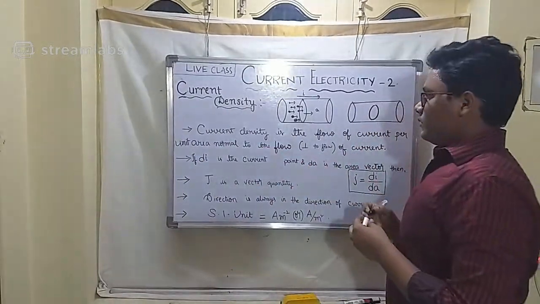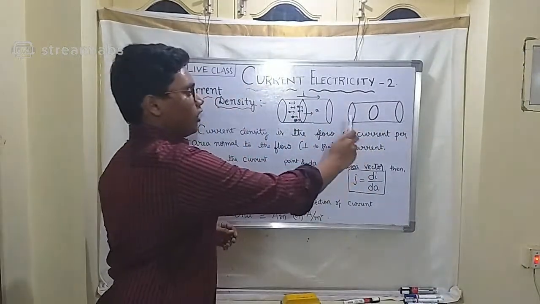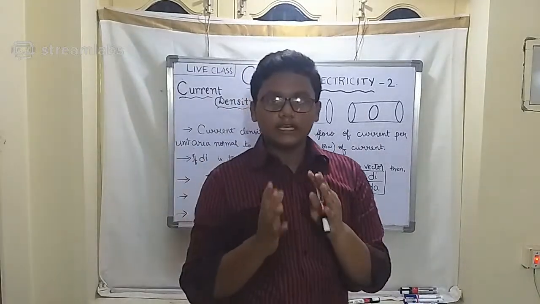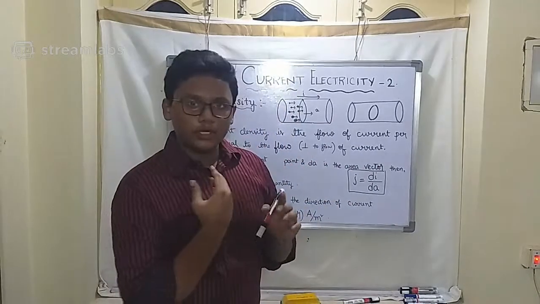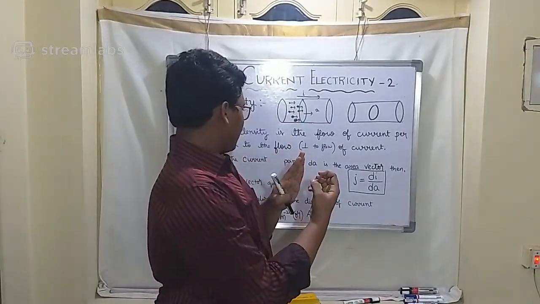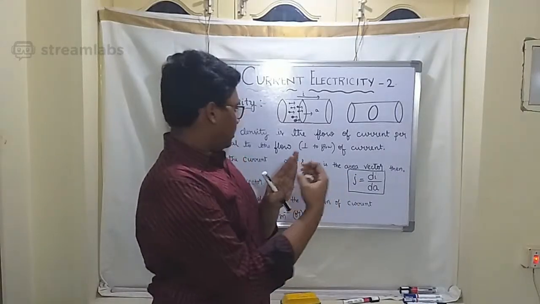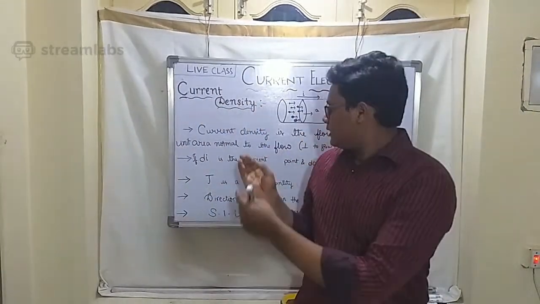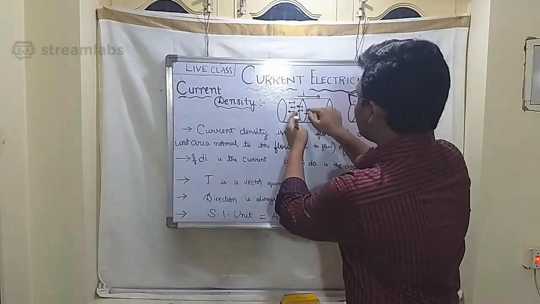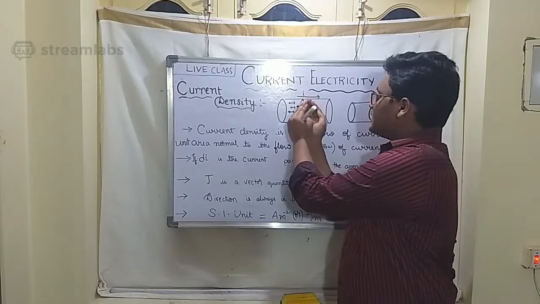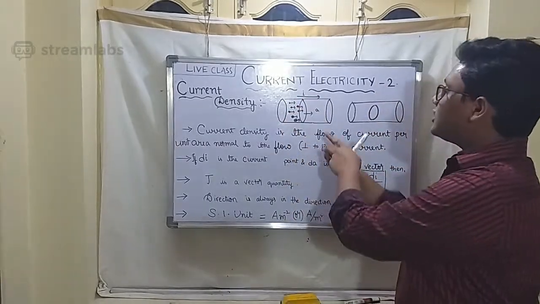Now, current density is the flow of current per unit area, the area which is normal to the flow of current. The current is flowing in this direction, and that area is normal, which means it is perpendicular to the flow of current.